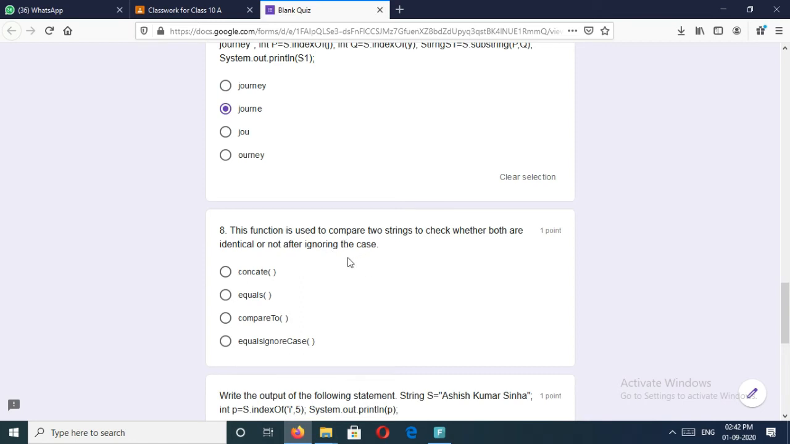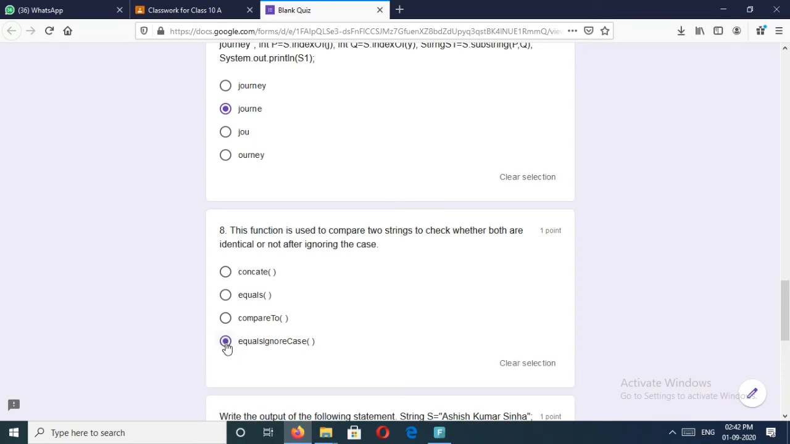If it is not considering the cases, we are taking this equalsIgnoreCase function. But if you are considering the case, which function will we take? The equals function. But here we are not considering the cases. Because of that, the answer must be equalsIgnoreCase.